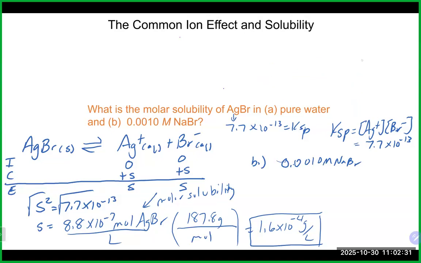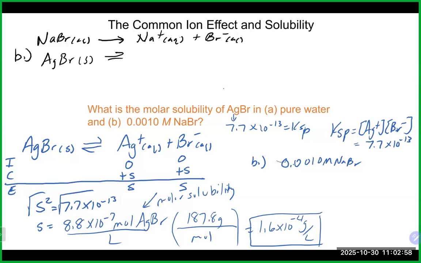All right, so if we take a look at what's happening now in part B, we have the sodium bromide present, and the sodium bromide is a salt, which is a strong electrolyte, and it is not going to stay together in solution. It's going to break apart into sodium ions and bromide ions. Now, if we come to our table here, a little silver bromide, and our silver and our bromide here.